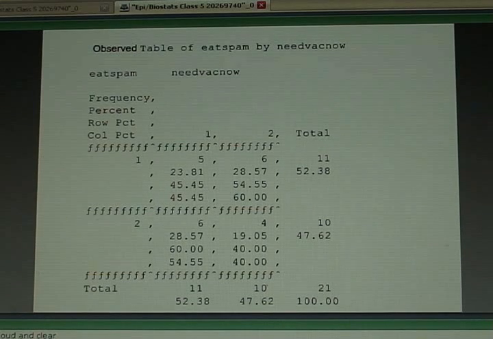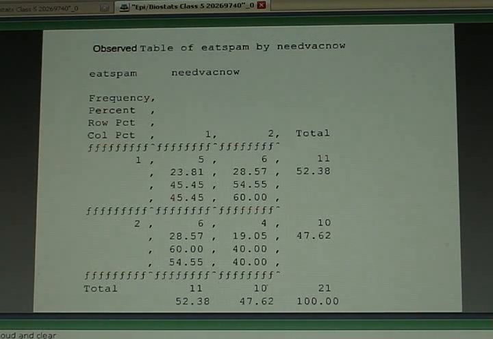by 6, or your odds ratio you calculate from this table, is statistically significant. And to do that, we need to compare this table to another table, a table we'd expect to see if everybody had the same risk of needing a vacation. We had 21 people who completed the survey. 11 of them said they needed a vacation now.